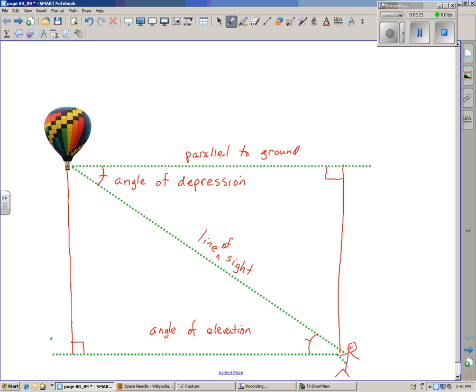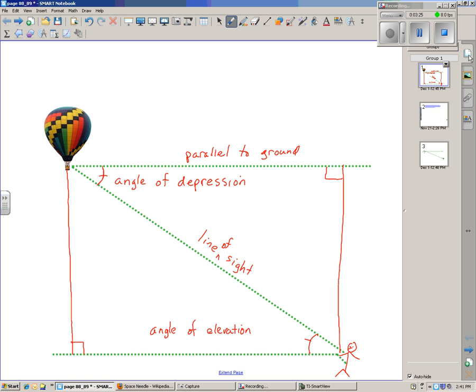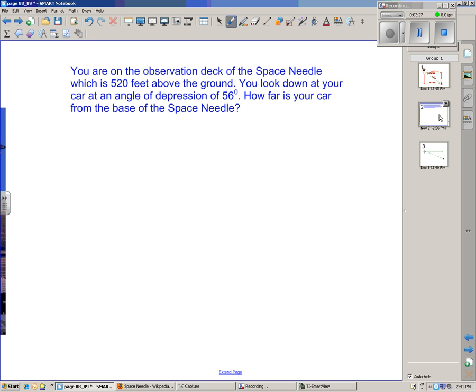Okay, let's solve a problem. I'm going to just do one quick problem here. Here's the problem I have. You're on the observation deck of the Space Needle, which is 520 feet above the ground. You look down at your car at an angle of depression of 56 degrees. How far is your car from the base of the Space Needle?